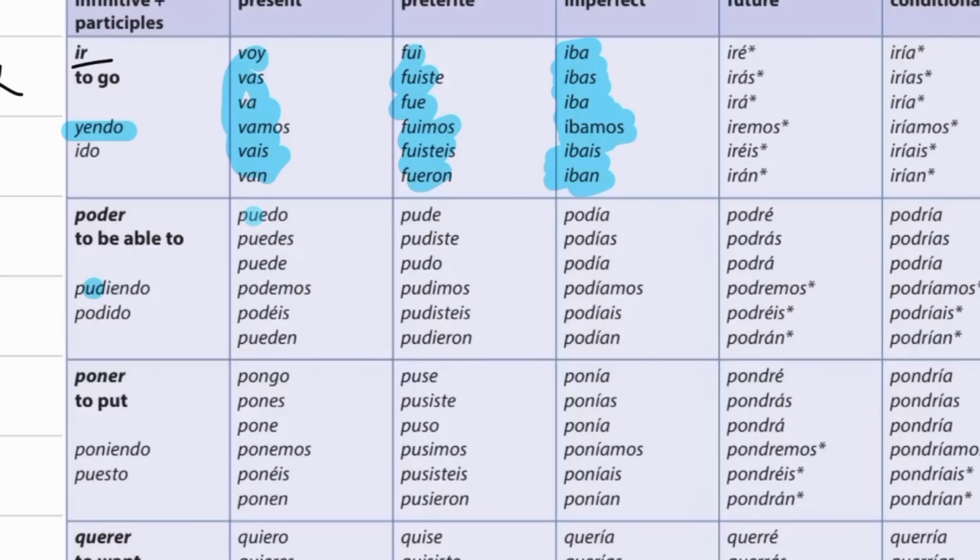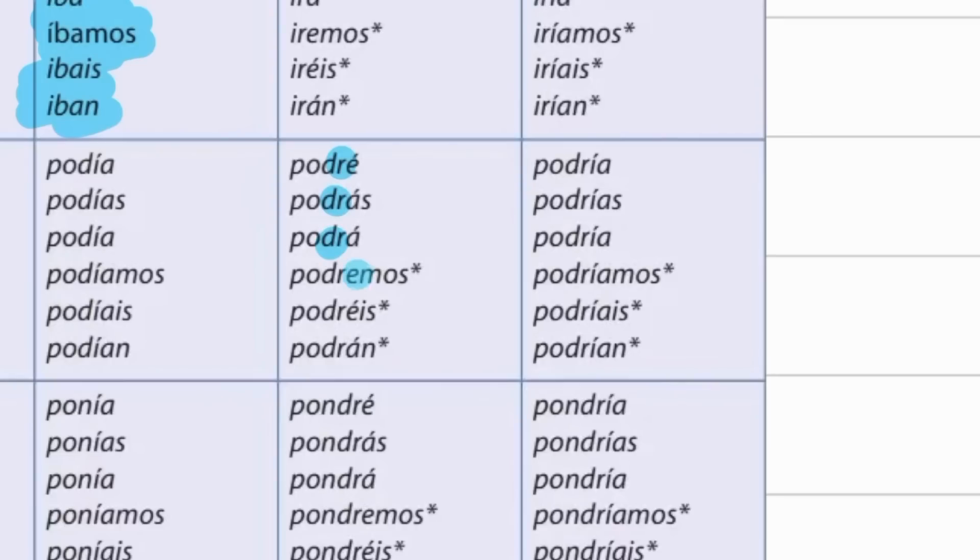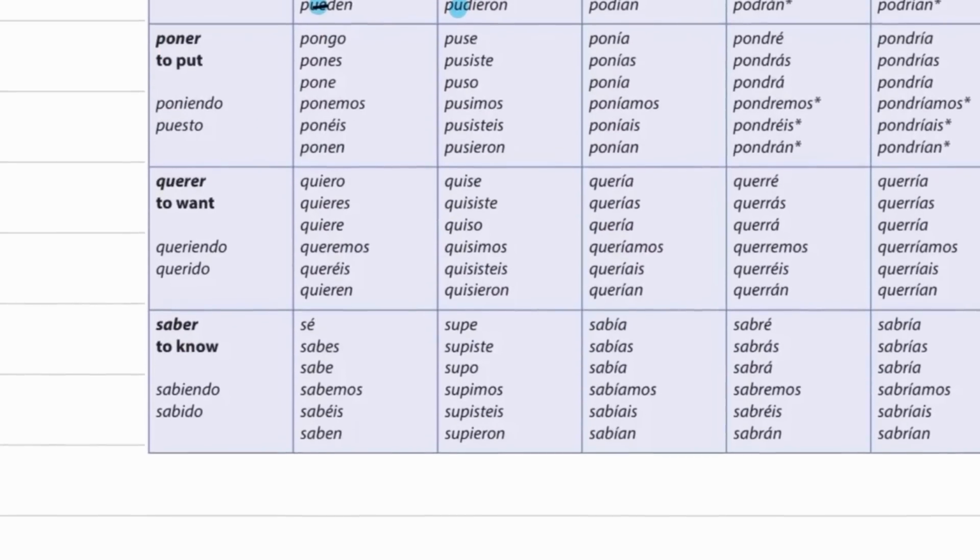The preterite tense is quite irregular. Pude and pudo, and the sort of U and the D in there, quite irregular, and the U sort of throughout as well. It's not pode, it's pude. And the other ones in the imperfect is fine, but in the future and the conditional, we've got the R again, DR throughout there as well. Okay, a couple more to go. We've got 3 left to go.